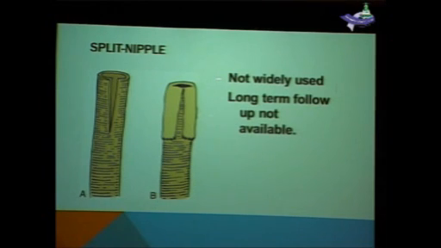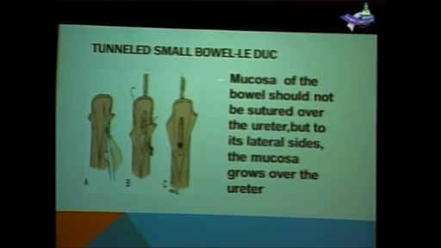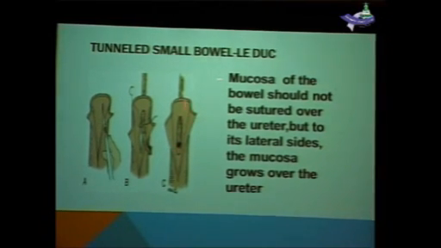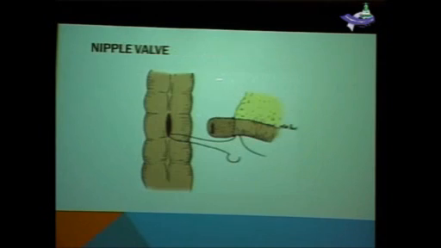Split nipple, you can also use it as a help. You overfold your mucosa here over the serosa, and you implant your ureters outside, so that will help in preventing reflux. Tunneling a small bowel, that is a reduction, where you open the mucosa, but you don't overcover the mucosa, you just do anastomosis between the mucosa and the serosa of the ureter, and it will grow by itself.